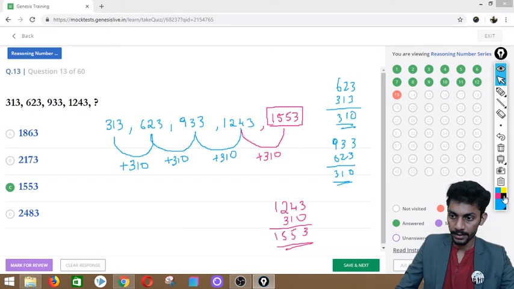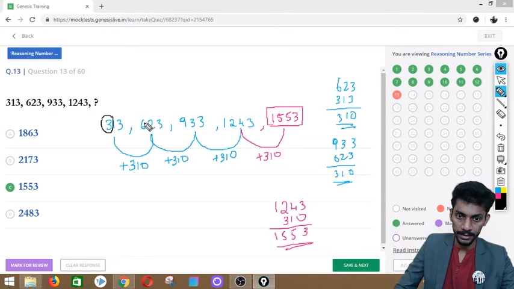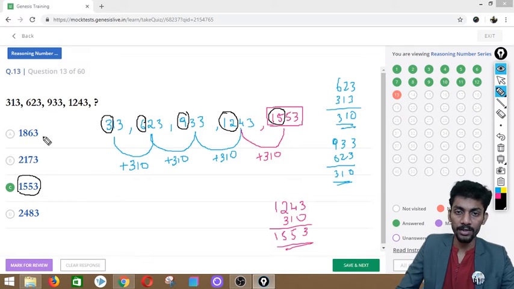Or else the second method is, the first digit here is 3. The second digit is 6, 9, 12. Next should be 15. Correct? 3, 6, 9, 12, 15. The only option with 15 is option C. Rest all options are not 15. Okay? That's how we go with options. Yeah. Next one.